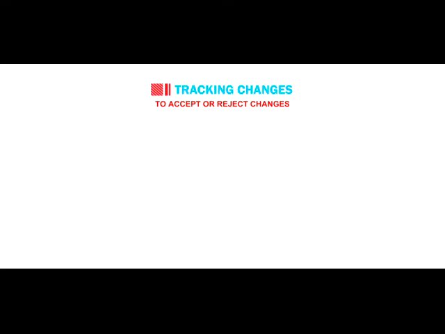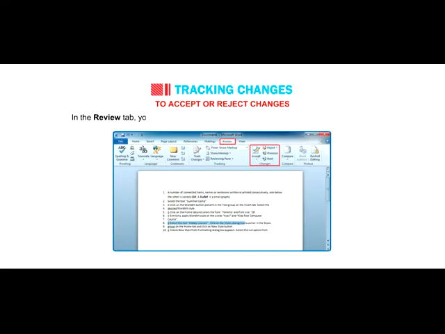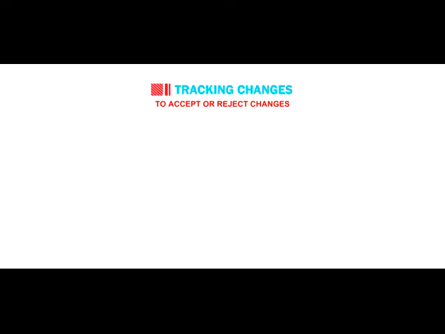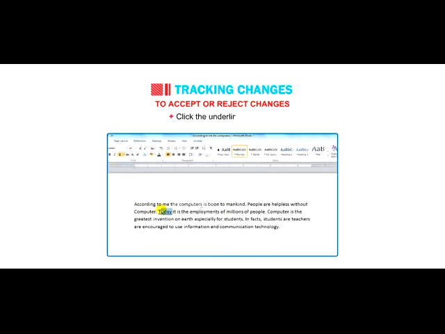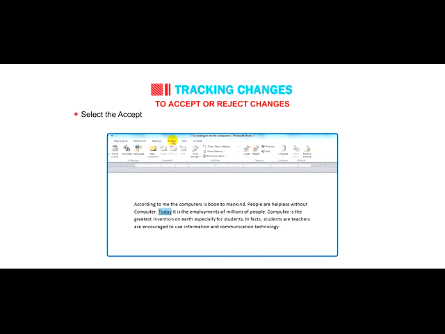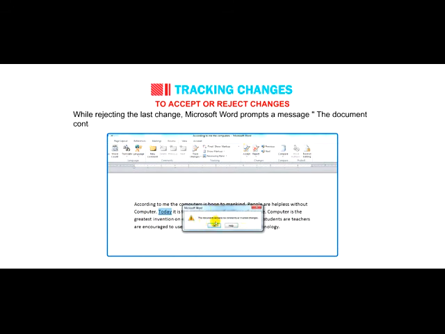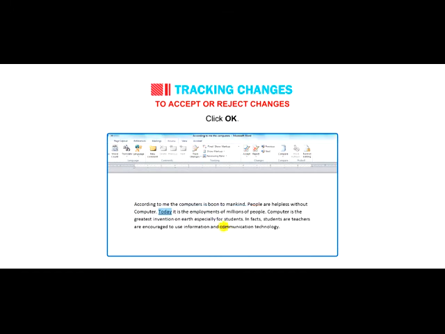To accept or reject changes, in the Review tab, you will find the Accept and Reject options in the Changes group. These buttons allow you either to accept or reject the changes. Click the underlined change. Select the Accept button if you want to make the changes appear in the document, else click on the Reject button. While rejecting the last change, Microsoft Word prompts a message: The document contains no comments or track changes. Click OK.